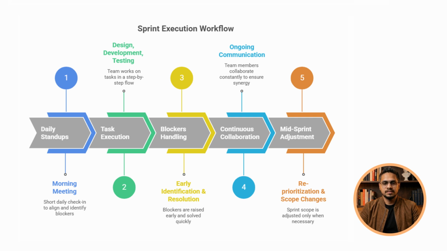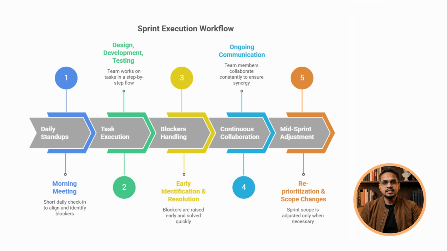Another main component is task execution. Task execution is where the team works on design first, then development, and testing at last. Everything moves step by step here, and the typical flow starts with to do, then in progress, then review, and finally is moved to done. Now, let's talk about handling blockers. Blockers are normal. They could be anything like technical issues, dependency delays, or maybe some missing requirements. Good teams raise blockers early, solve them quickly, and move ahead without any friction later.